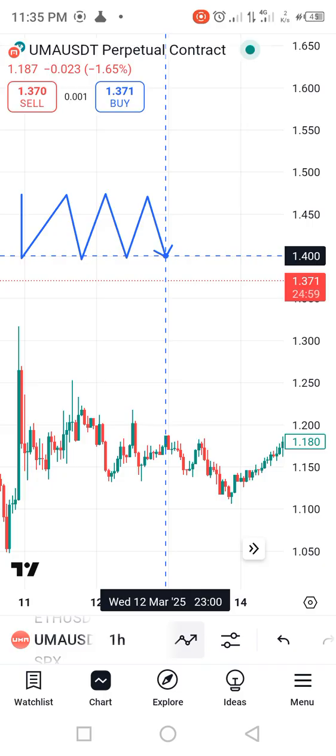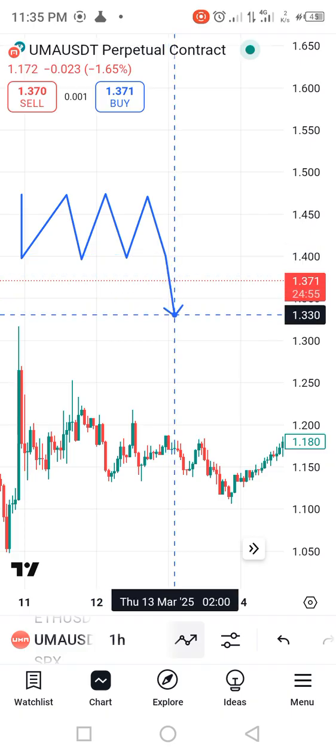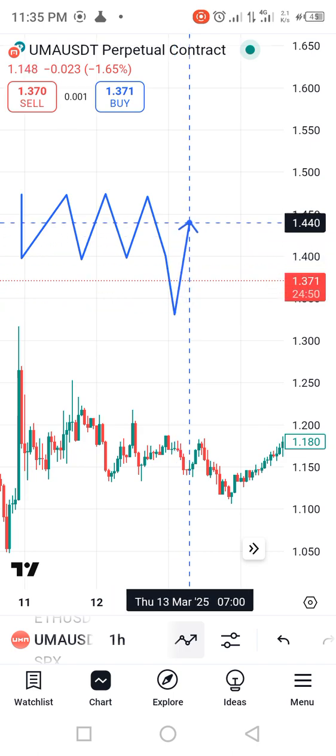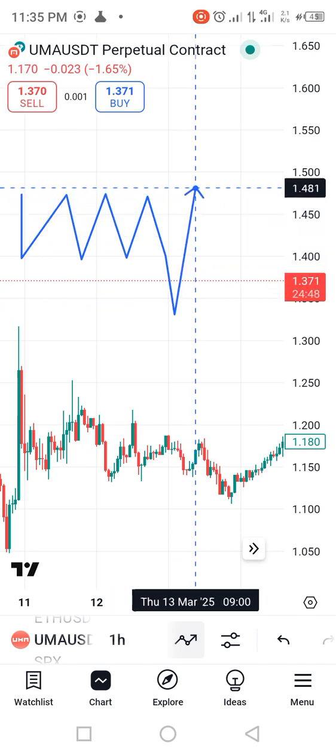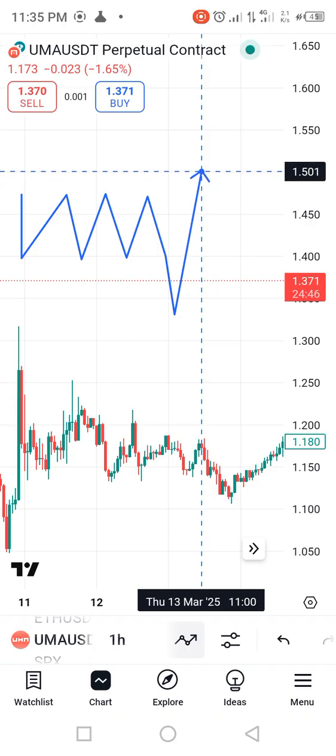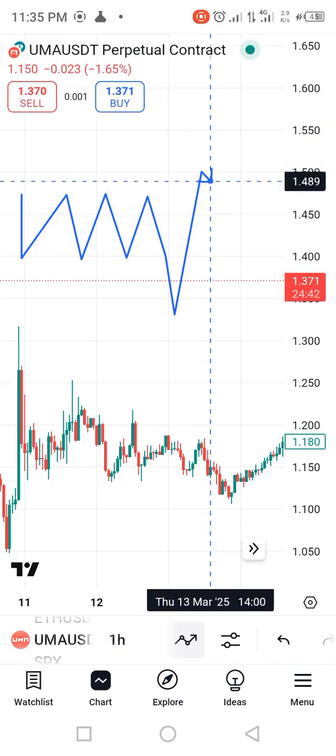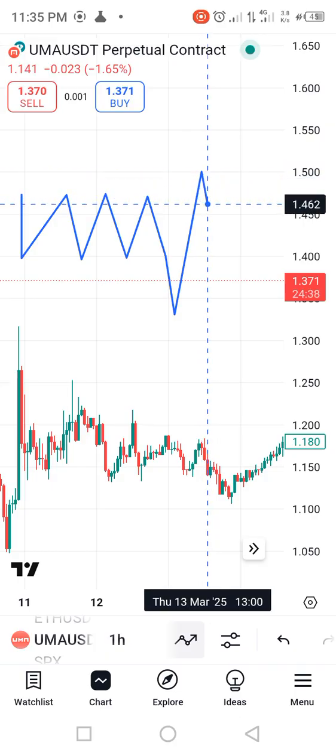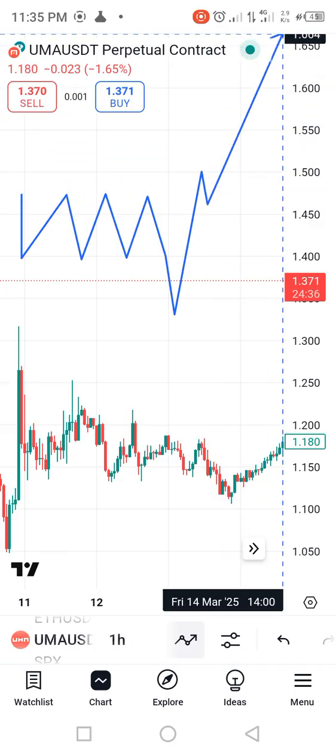Now, all of a sudden, it's manipulated down and then comes back up to take out the high that caused the manipulation. And it makes a move just like this before going up. Can you see?